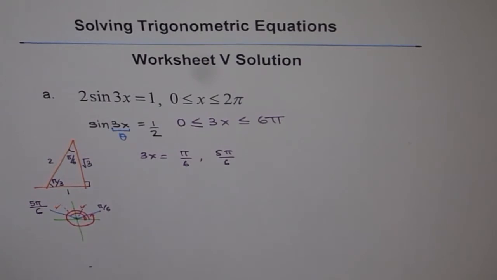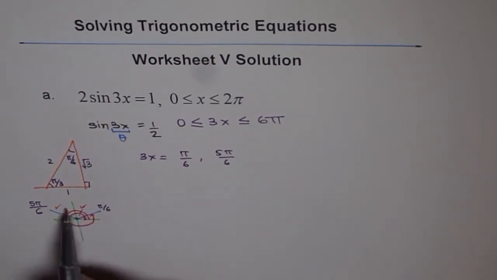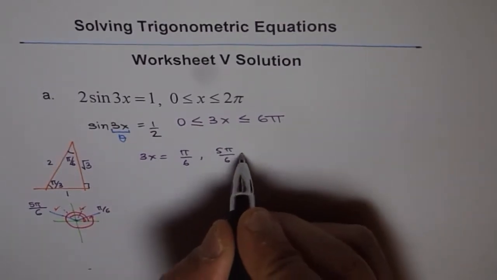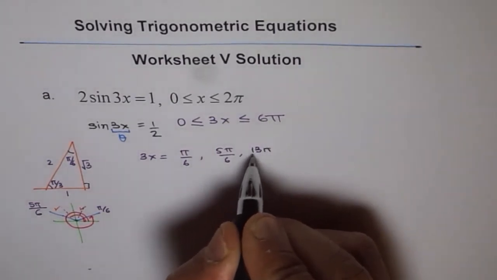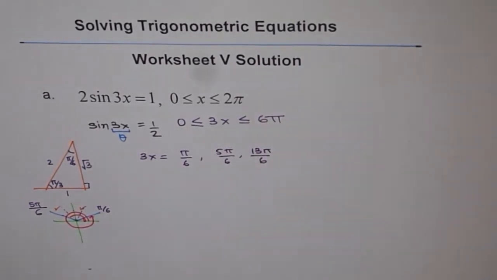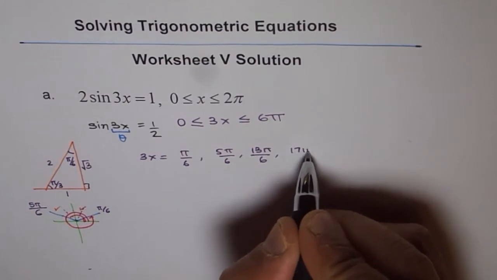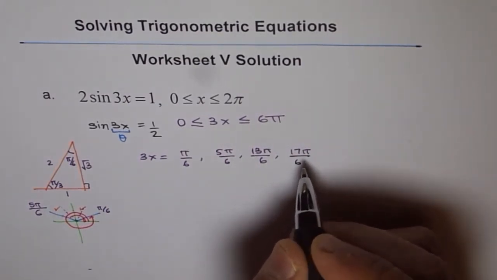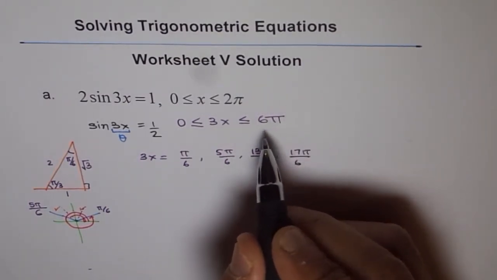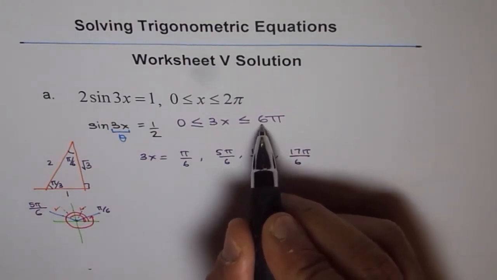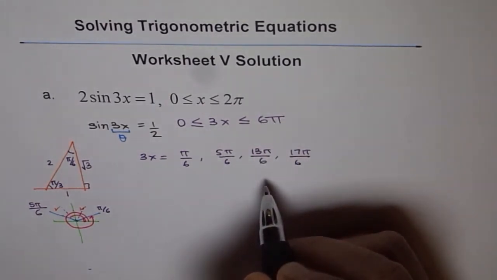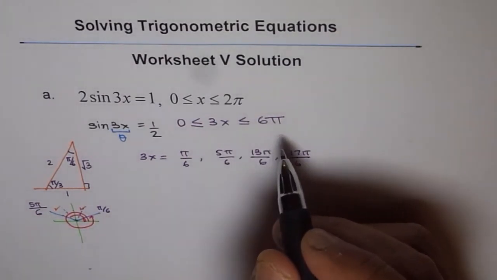this. How much is that? One full circle is 12 pi by 6, and one more will be 13 pi by 6. So we get 13 pi by 6, right? So we have to add 2 pi to these. So we add 2 pi to this, we get 17 pi by 6, correct? Not only that, we have to add 2 more pi's, right? Because our domain is still 6 pi. Do you see that? So those are all the solutions, right?